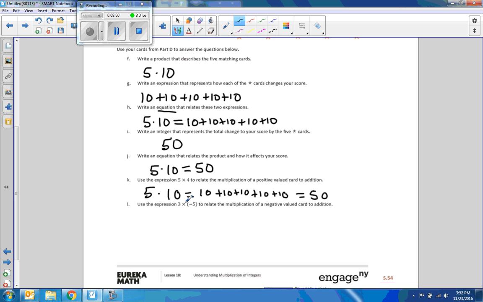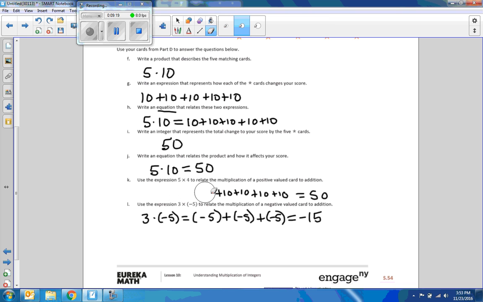Now it says use the expression 3 times -5 to relate the multiplication of negative value cards to addition. So 3 times -5 equals -5 plus -5 plus -5, which equals -15. And now that I'm going back here, we're just doing different examples here, so I do want to say 5 times 4 here.